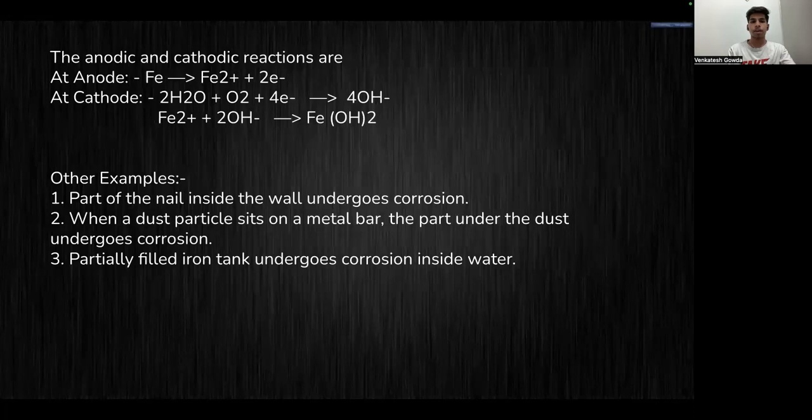The other examples of such corrosion are: first, the part of a nail inside a wall undergoes corrosion. Second, when a dust particle sits on a metal bar, the part under the dust undergoes corrosion. Third, a partially filled iron tank undergoes corrosion inside the water.